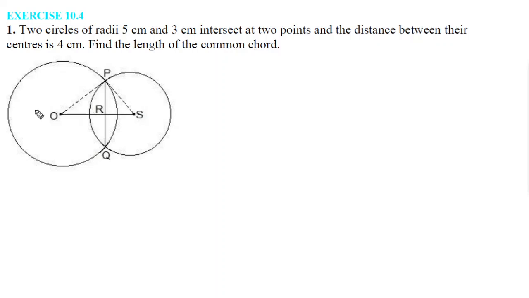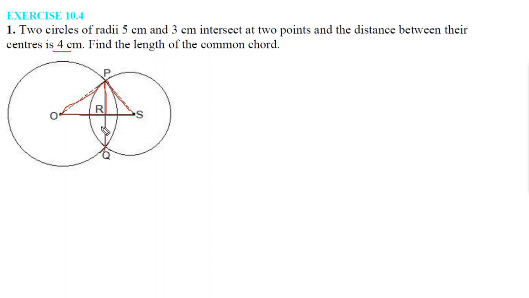So let's look at the figure. Here are two circles in which the first radius is OP, that is 5 cm. Then PS is given, that is 3 cm, and the distance between the centers O and S is given as 4 cm. Now we have to find the length of PQ.